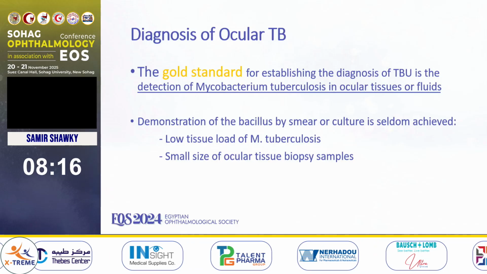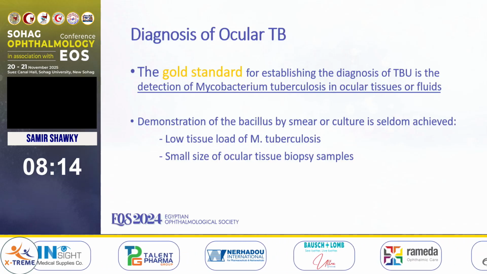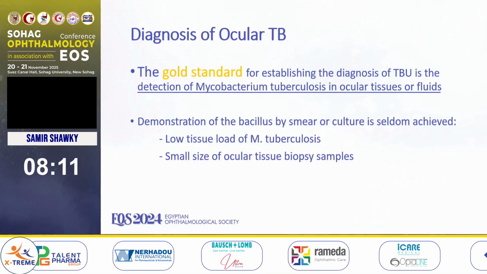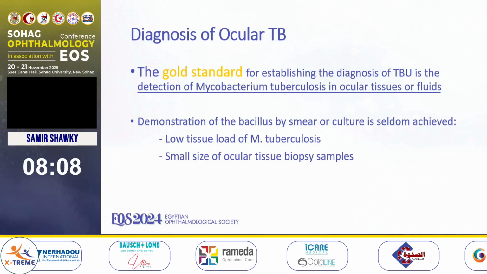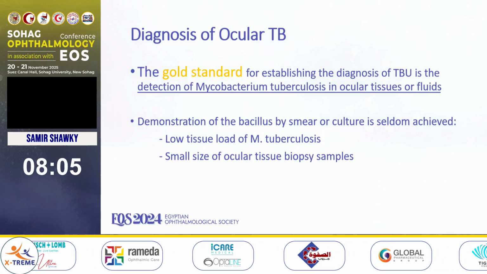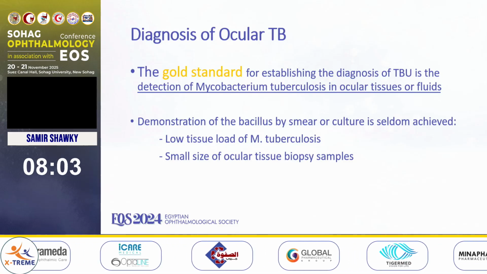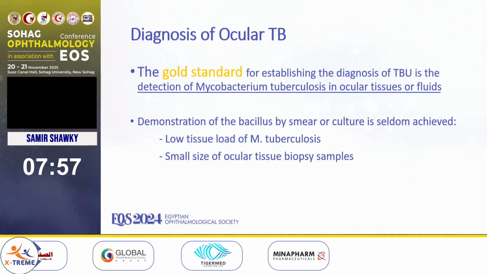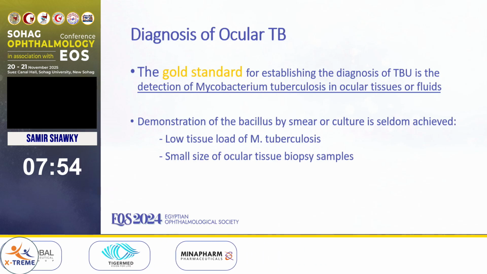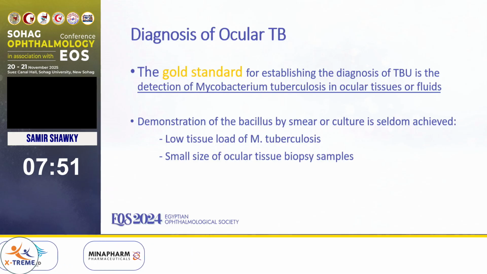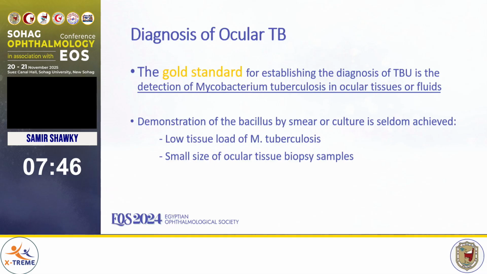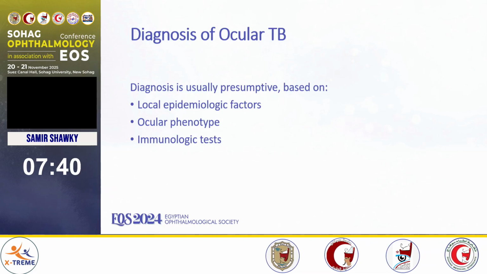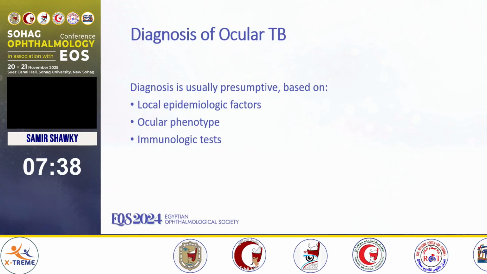But the gold standard, of course, for the diagnosis of ocular TB is the isolation of Mycobacterium tuberculosis from the ocular tissues. But this is very difficult in the eye because of two reasons. Because ocular TB is a paucibacillary disease. We have only few organisms in the anterior chamber. The second is the limited sample from the aqueous. Imagine how much you can obtain from the aqueous. Very minimal amount. So this makes the aqueous sampling very difficult and non-conclusive. So the diagnosis of ocular TB is usually presumptive.